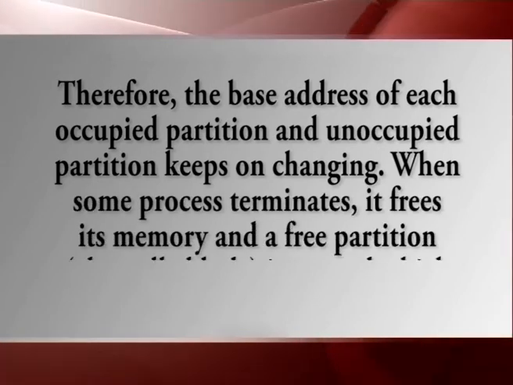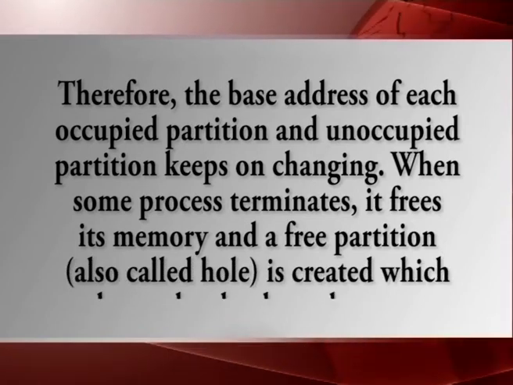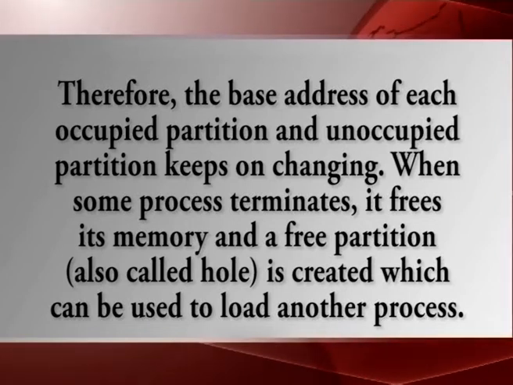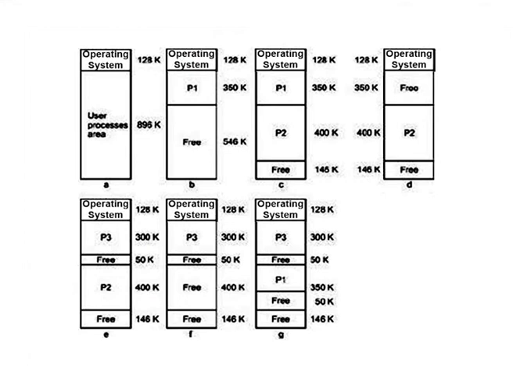When some process terminates, it frees its memory and a free portion, also called a hole, is created, which can be used to load another process. We can understand the concept using this example. This figure shows the allocation of processes in different stages using the variable partitioning method. Here the available memory size is 1 MB, or 1024 KB. Initially the main memory is empty, having only the operating system loaded in it, as shown in figure A.